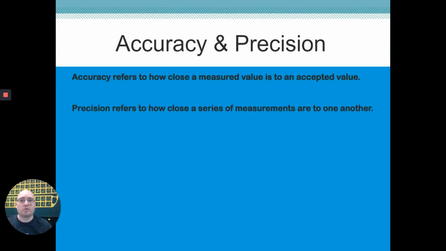Precision refers to how close one series of measurements are to one another. So you cannot have precision unless you have multiple measurements. We do talk about the precision of a measuring tool because it's that tool's ability to give us precise measurements, that tool's ability to have repeatable measurements that are all the same. So again, accuracy is how close you are to correct. Precision is how close you are to everything else.